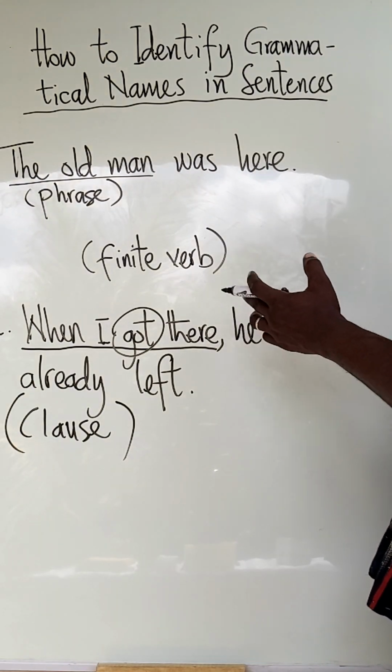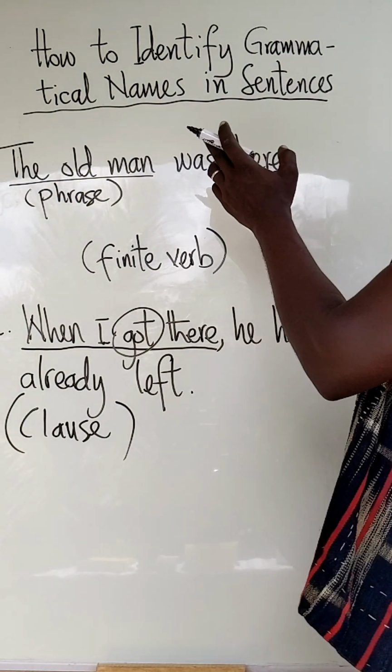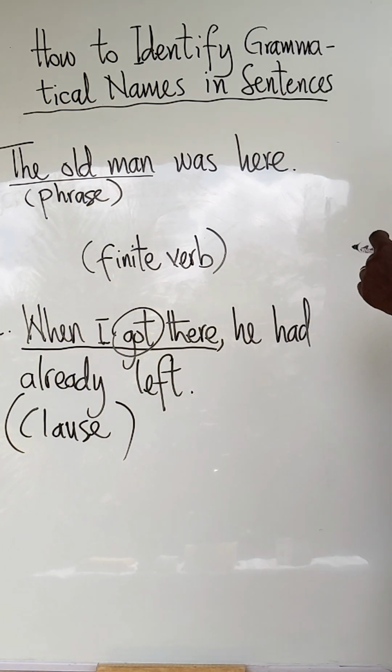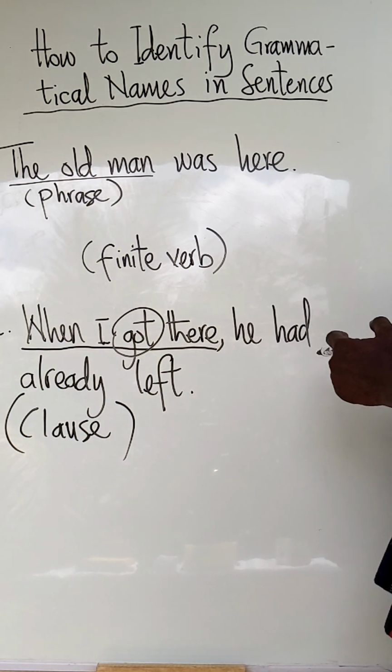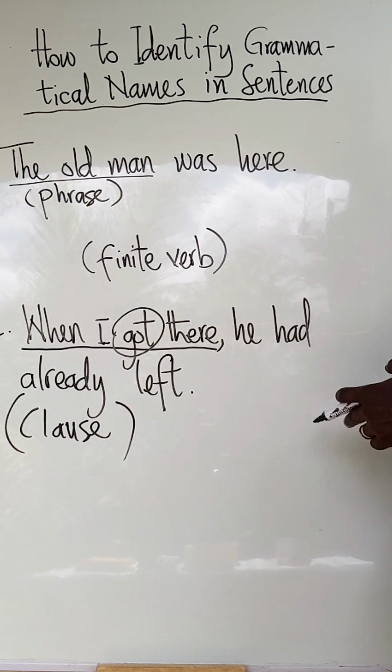So, because this construction has a finite verb in it, we term it a clause. The first construction did not have a finite verb in it, and so it is a phrase. So, the first step in identifying whether something is a phrase or a clause is by identifying whether there is a finite verb in it or not. If there is a finite verb in it, it is a clause. If there is no finite verb in it, it is a phrase.